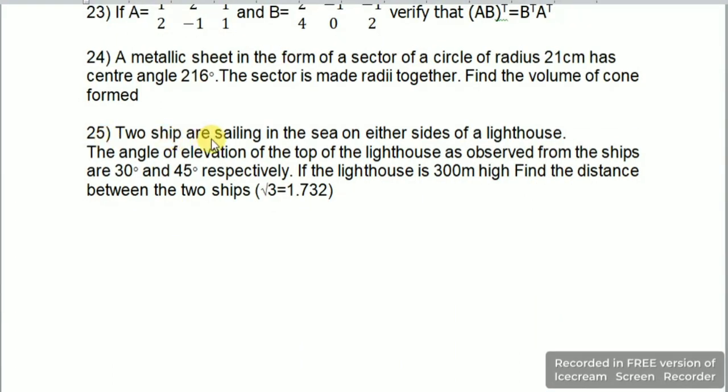25th, two ships are sailing in the sea on either side of a lighthouse. The angles of elevation of the top of the lighthouse as observed from the ships are 30 degrees and 45 degrees respectively. If the lighthouse is 300 meters high, find the distance between the two ships.